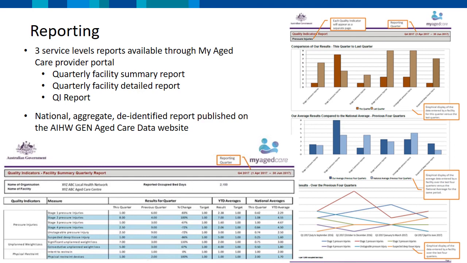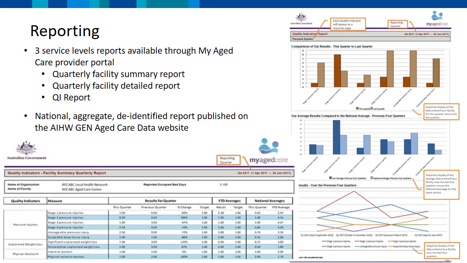These reports will allow services to view their results for the current quarter, as well as compare them to previous quarters. They also report a percentage change in the data reported against each QI. Additionally, the reports will provide the service with year-to-date averages for each measure and provide national averages for this quarter and year-to-date. National aggregate de-identified quality indicator data for each quarter is published on the Australian Institute of Health and Welfare's GEN Aged Care Data website.